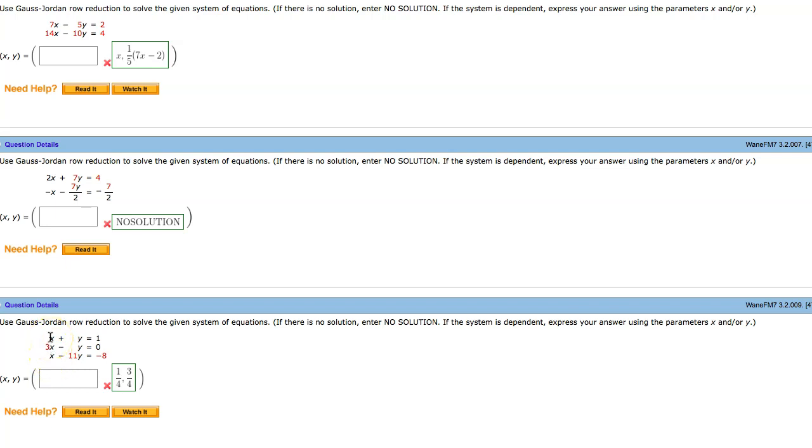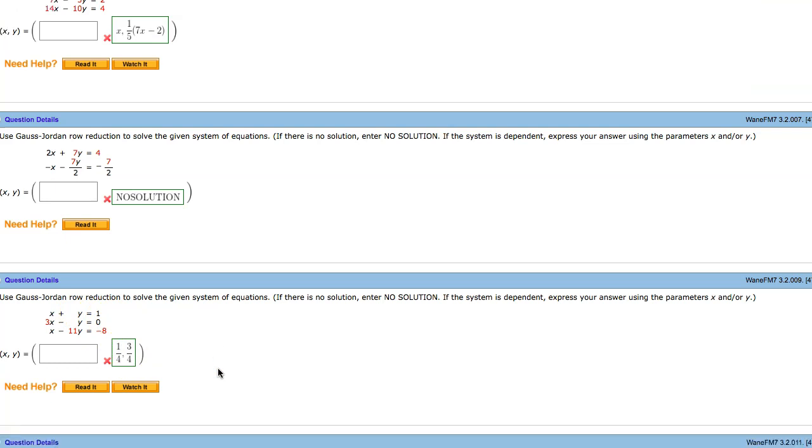Like if I add the first and the second, like we always have been doing, 3x plus 1x is 4x, and the y's cancel. 0 plus 1 is 1, so 4x equals 1, and x is of course 1/4. Then I can plug 1/4 into the first equation: 1/4 plus y equals 1, so y would be 3/4. There I go. Number 5 is overblown, right? You just do it like we've been doing it in the previous videos.